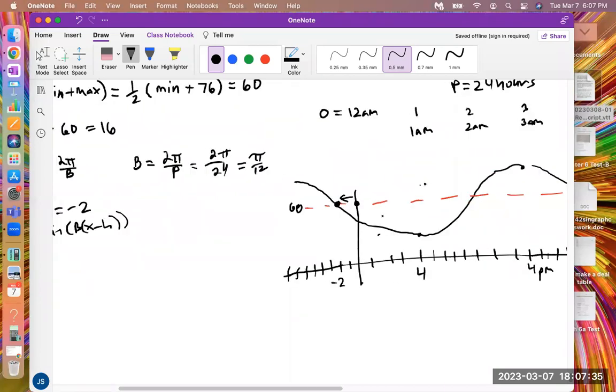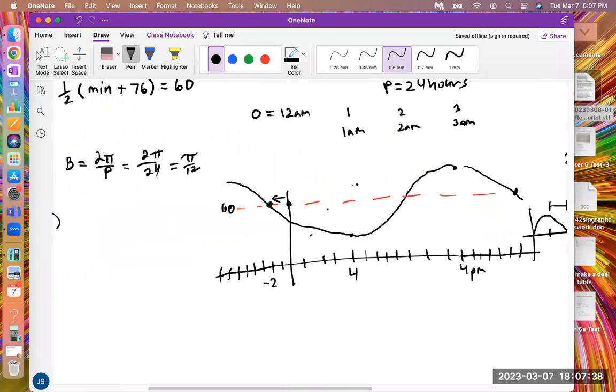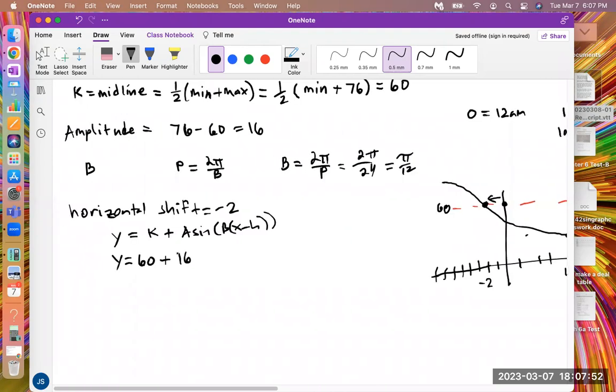And let's look at this. If I write the equation as being moved 2 spaces to the left, then that means that this is not a positive sign, it's a negative sign, right? Because it's flipped. It goes to a valley first here and then to a hill. So we're going to say negative 16 sine. The b is pi over 12.